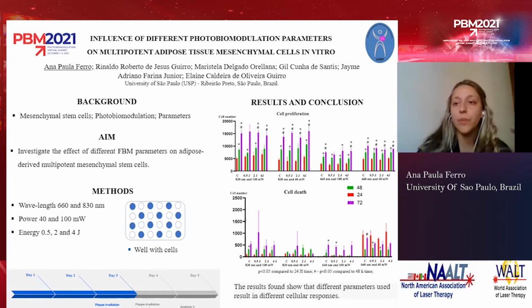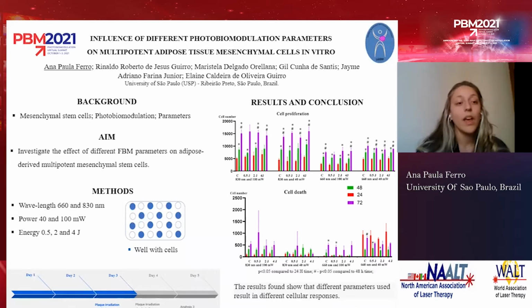The association of therapeutic resources involving mesenchymal stem cells and photobiomodulation is identified as promising in the tissue healing process. However, the parameters used to associate with biological mechanisms are not fully established. Stimulations depend on photobiomodulation-related parameters such as wavelength, energy, power, irradiation time, and the type of irradiated cells. Thus, the aim of this project is to investigate the effect of different photobiomodulation parameters on adipose-derived multipotent mesenchymal stem cells.